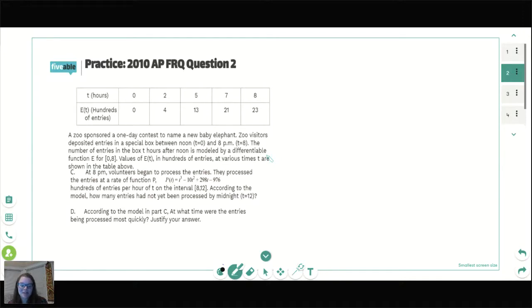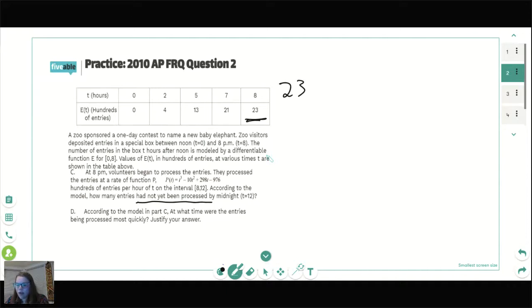Sorry, not how many entries did they start with. When they started processing the entries, what is the total number of entries that they had at the beginning? 23. Yes, good. So 23, they've collected 2,300 entries. And so that's how many entries they have total. And it's asking us, according to the model, how many entries had not yet been processed. Okay, so we've got 2,300, which we're going to write as 23 for now because we're doing everything in terms of hundreds per hour. And then when we interpret the answer, we'll go back to that.